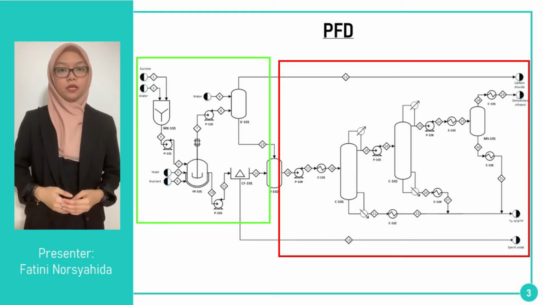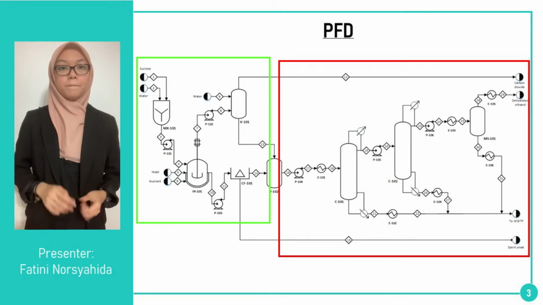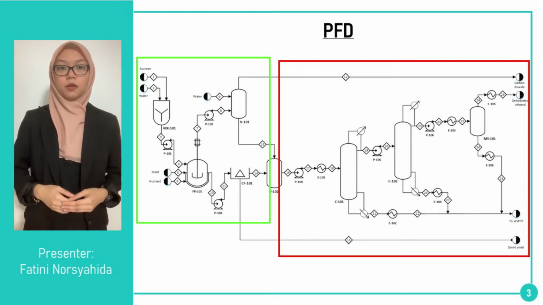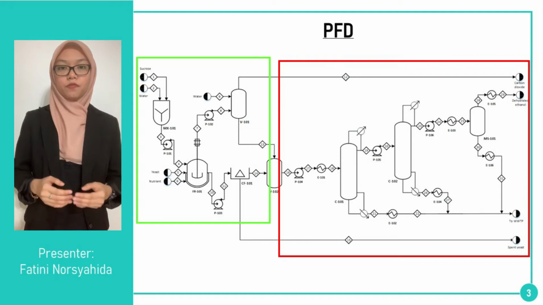Referring to the PFD, the green box is where mixing, fermentation, scrubbing, and also centrifugation processes occur in batch mode, whereas the red box is where purification occurs continuously.